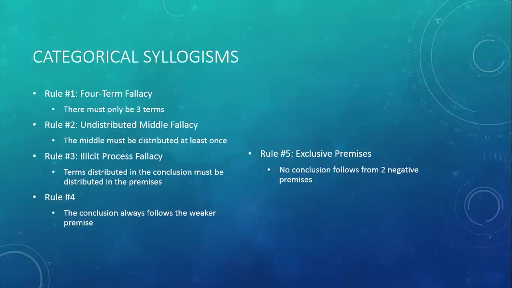Nothing comes from nothing. So rule number 5, exclusive premises. No conclusion follows from 2 negative premises. I don't know what exclusive premises mean. That doesn't sound like it makes sense with this, but just know that no conclusion follows from 2 negative premises.